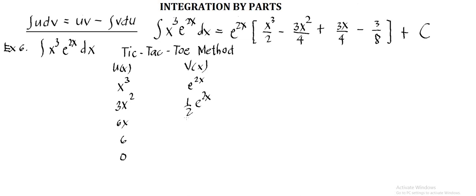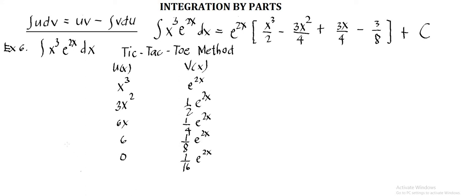Integral of e to the 2x, 1/2 e to the 2x times 1/2. So, magiging 1/4 e to the 2x. Another integration, integral of e to the 2x is 1/2 e to the 2x times 1/4. So, magiging 1/8 e to the 2x. Another one, panghuli. Integral of e to the 2x is 1/2 e to the 2x times 1/8, 1/16 e to the 2x.